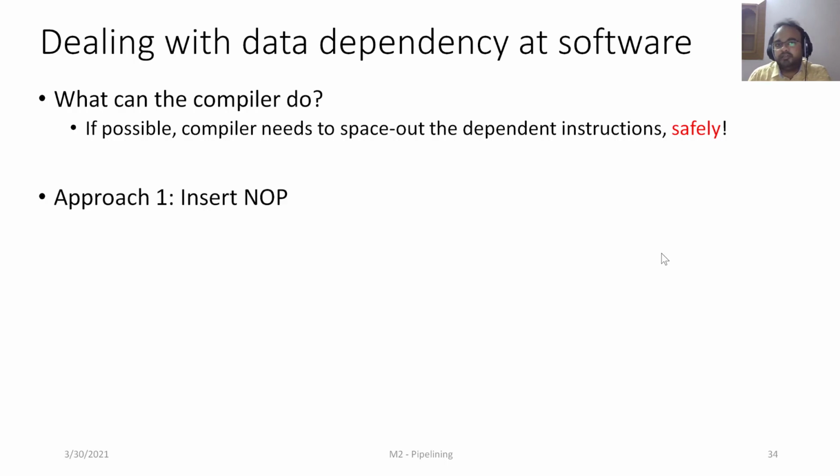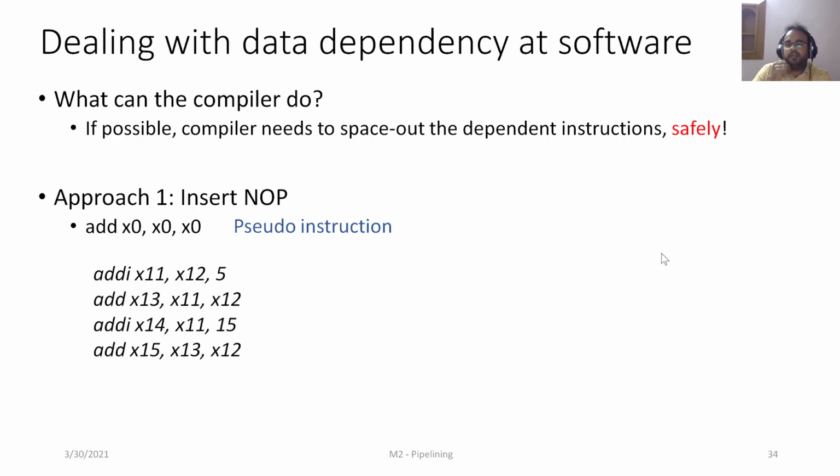So like I said, the very first approach is inserting a no-op, which is basically a dummy instruction like add x0 x0 x0. In RISC-V, x0 always stores 0. So basically this instruction does not do anything, right? It does not change any other register. It just adds x0 to x0 and writes to x0, right? So you can imagine that there can be a pseudo instruction for this.